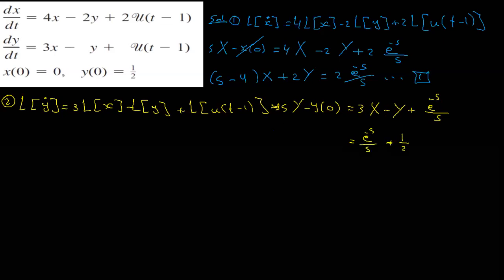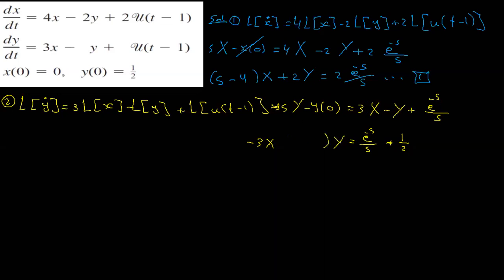I'm going to move the 3X, so it will be negative 3X. Move also negative Y to be plus Y. So I have Y as a common factor here, with a plus. Inside the bracket, I have 1 plus s, or s plus 1. This is my second equation.